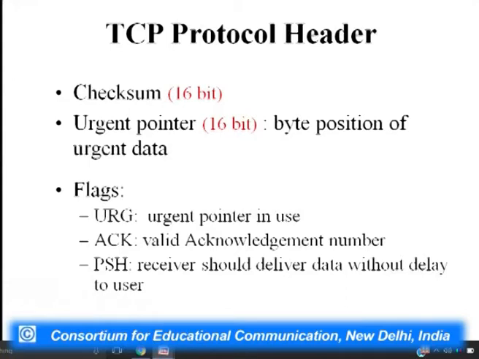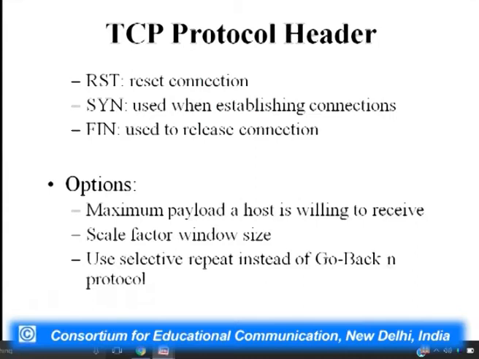Then the third flag is PSH, that is push. The receiver should deliver data without delay to the user. That means if it is 1, it is urgent, and when it is received by the TCP on the transport layer, it should immediately deliver it to the application layer. That is what push means.